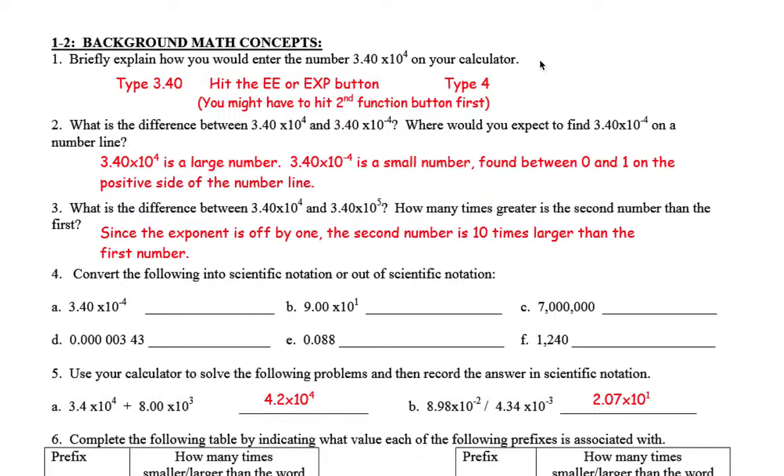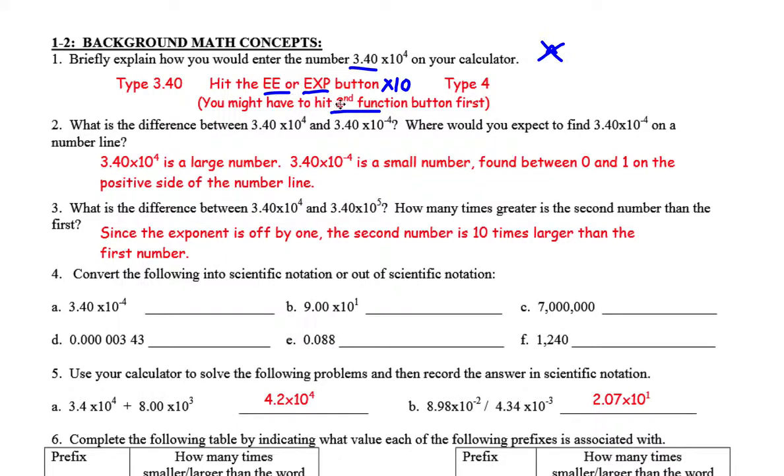Remember, we don't use the caret button. That's out. That's wrong. We use the specific button the engineers built and put on your calculator. It's the EE or the EXP button. Some of you even have a times 10 button that you'll see there. But what you do when you enter numbers on your calculator is type 3.40 and then hit one of these buttons. You might even have to hit the second function button first. If you have a graphing calculator, usually hit this and then the EE button.